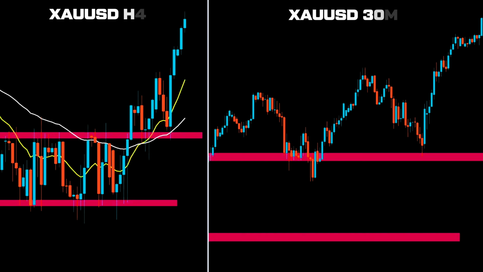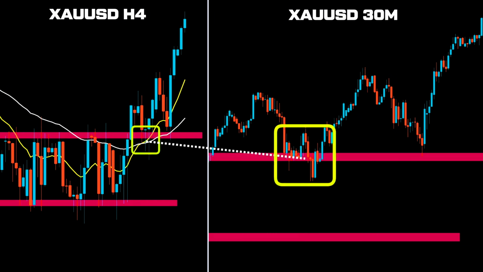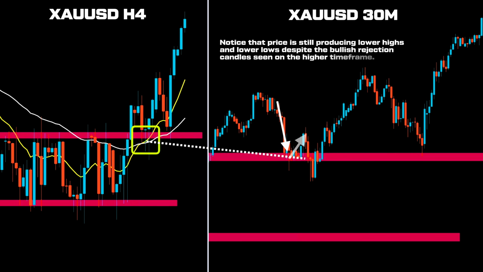Let's switch to the 30-minute chart. On the left, we have the 4-hour time frame, while on the right, we have the 30-minute time frame of the same market. The trade setup area identified on the 4-hour chart is the same area highlighted on the 30-minute chart.